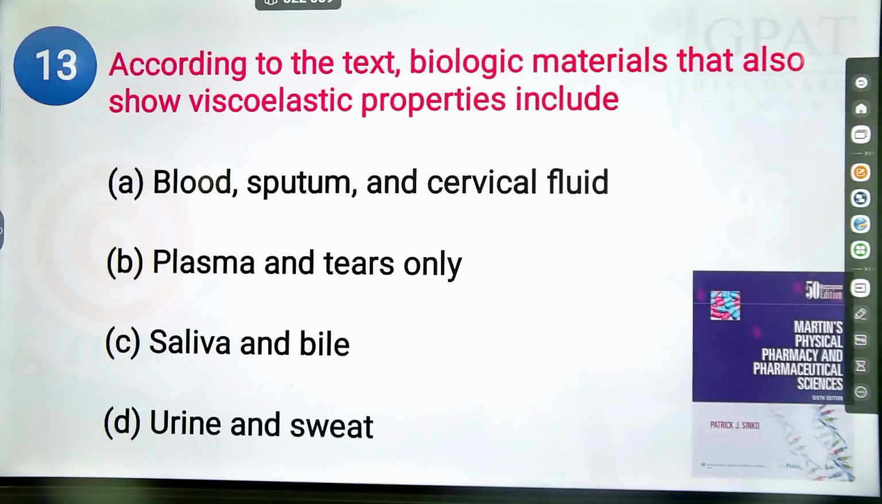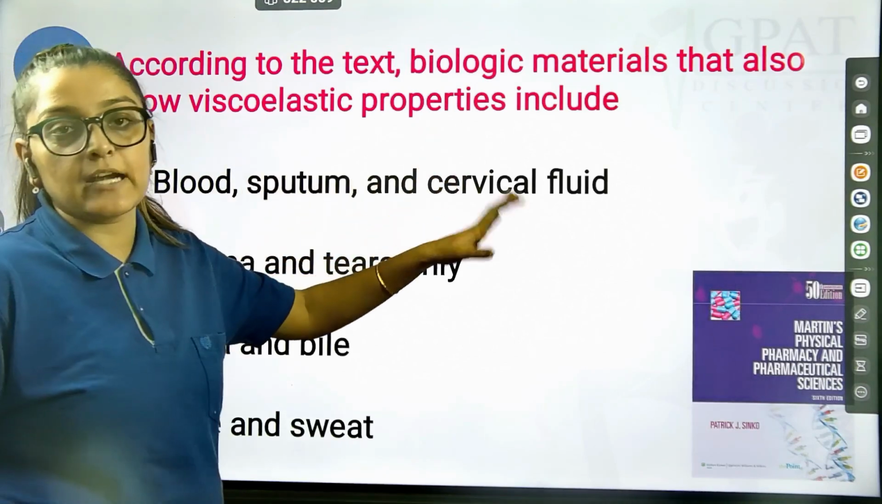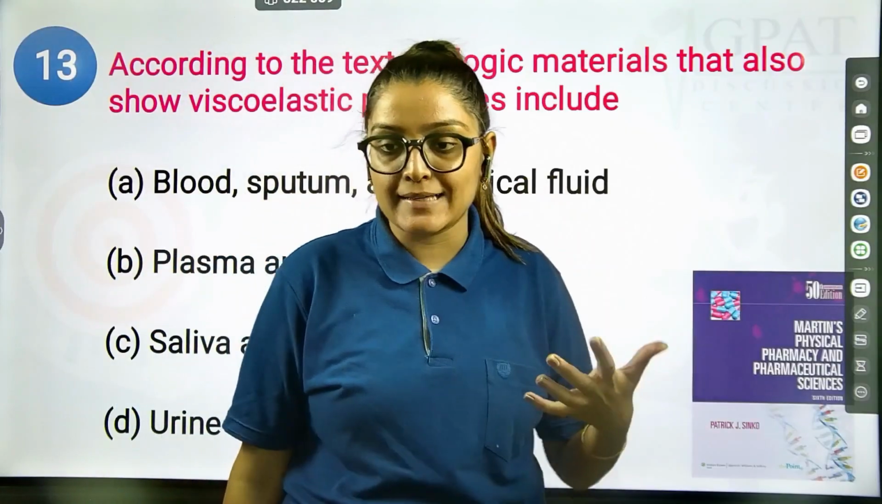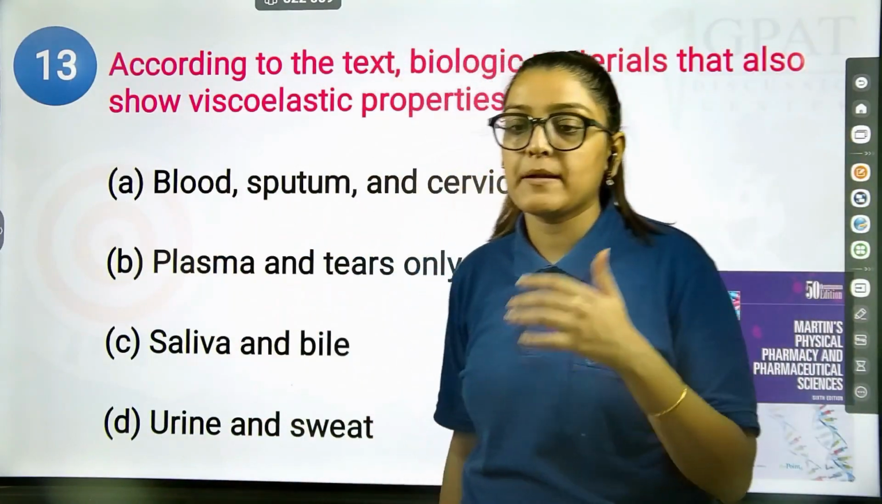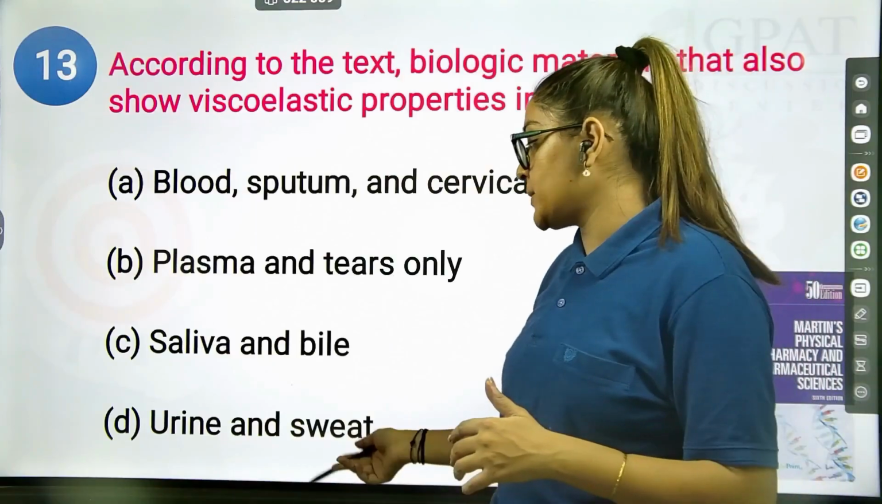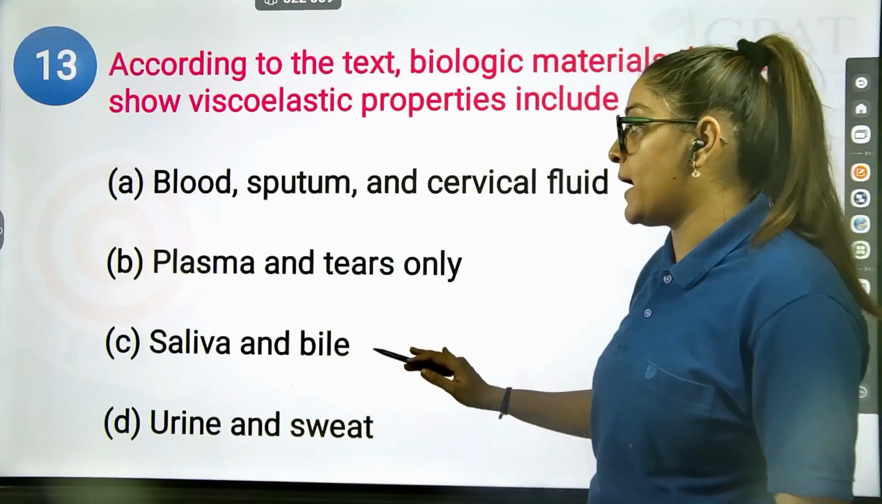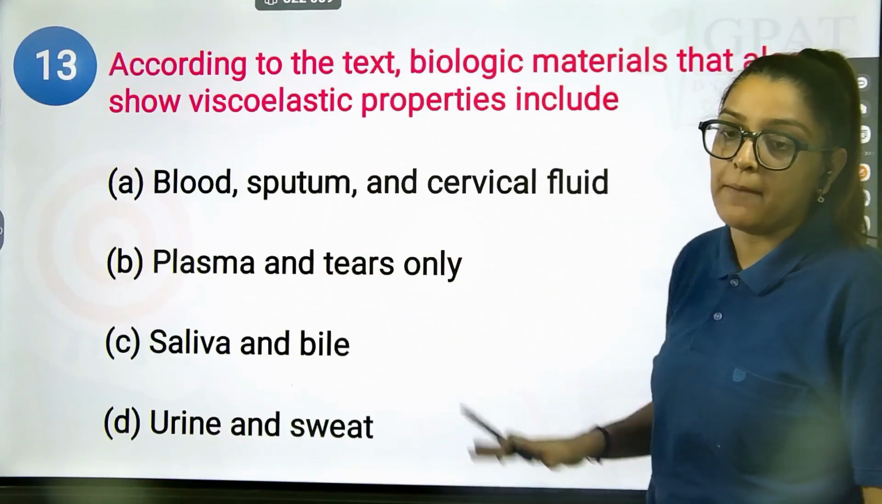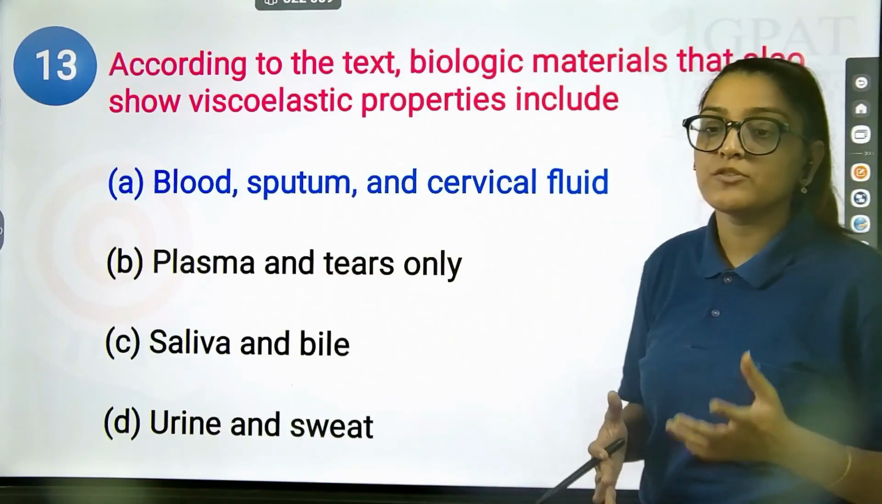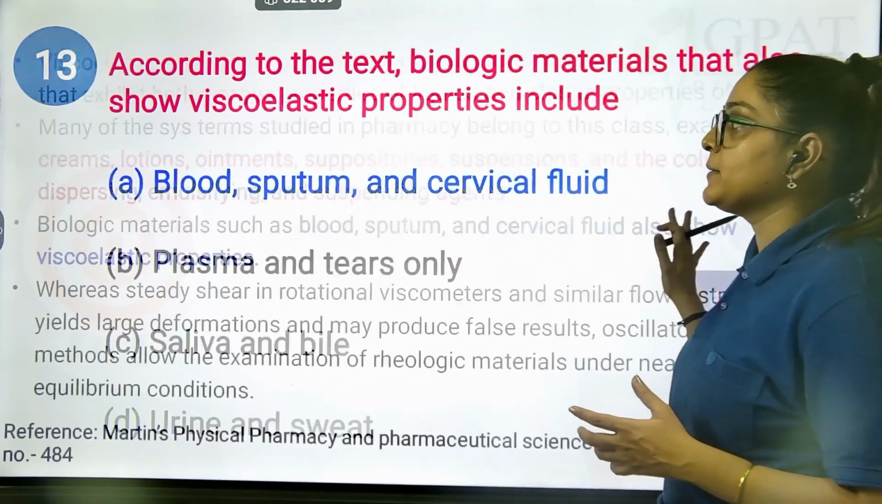Next question. According to the text, biological materials that show viscoelastic property, that means they are viscous as well as elastic, can be blood. A very important and very simple example to remember is blood, right? Urine, sweat, not at all. Saliva, bile, plasma, tears, no. Blood, sputum and cervical fluid are the examples that contain both viscous and elastic properties.